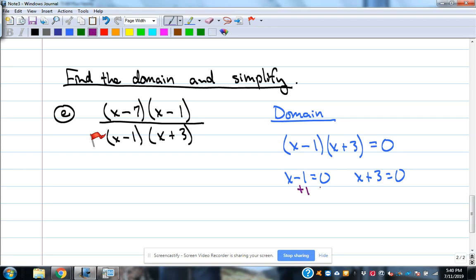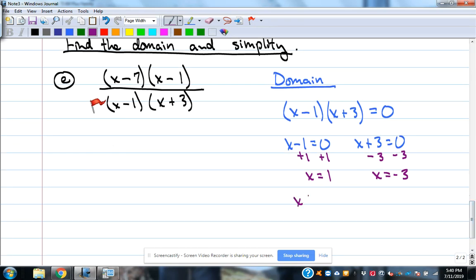So plus 1, so x is equal to 1, and then subtract 3, x is equal to negative 3. So the domain for this problem is going to be all x's such that x does not equal negative 3 or positive 1.